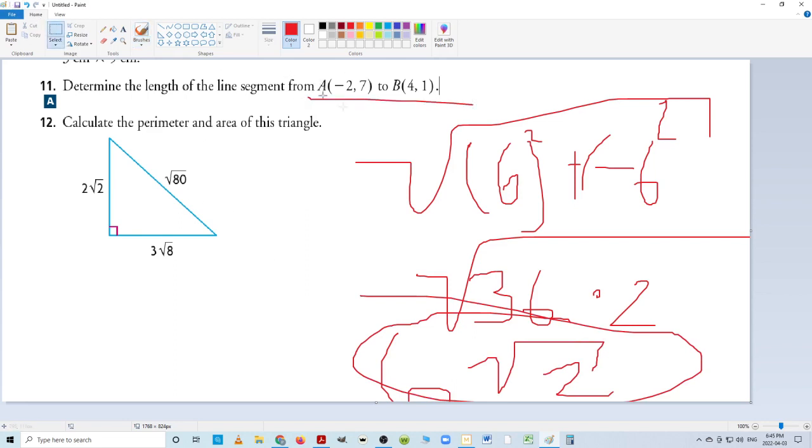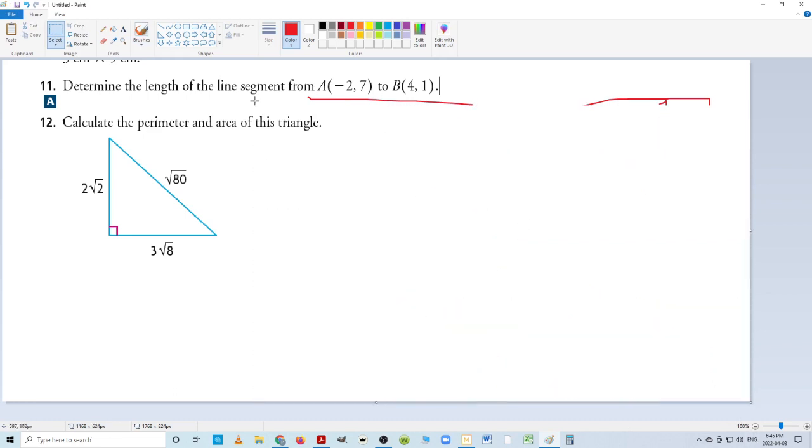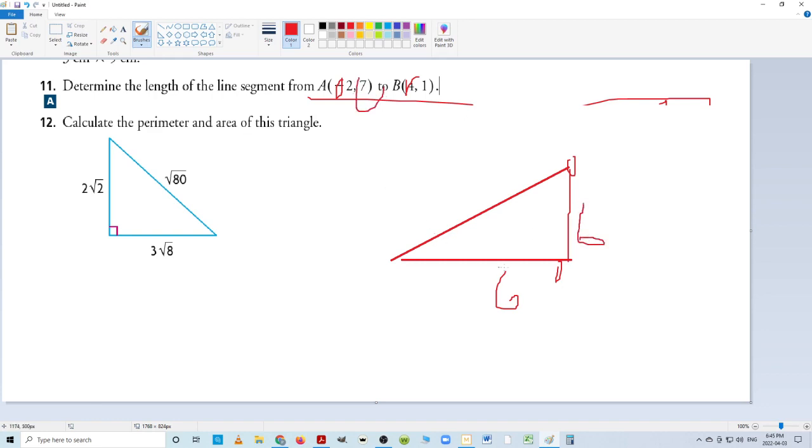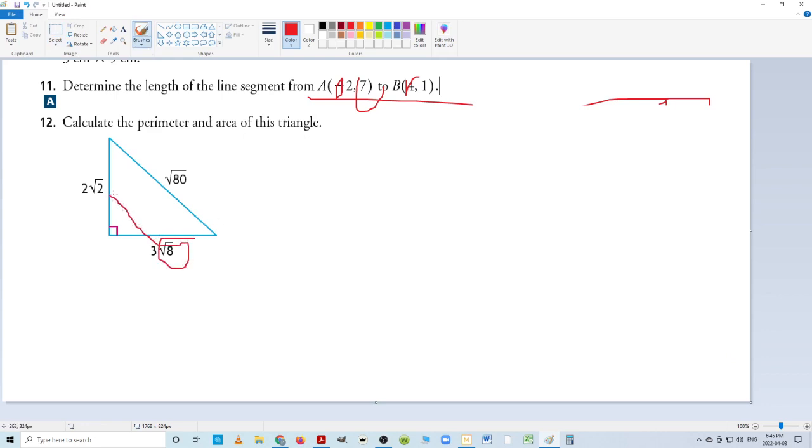You could also, if you had forgotten how to do line length, map this out as point A going to point B, and you'll realize that this length here is x2 minus x1, or 4 minus minus 2, 6. And you'll realize that this height here is y2 minus y1, or 7 minus 6, and you can do it that way as well, using Pythagoras' theorem. Calculate the perimeter and the area. Well, area is base times height times half.